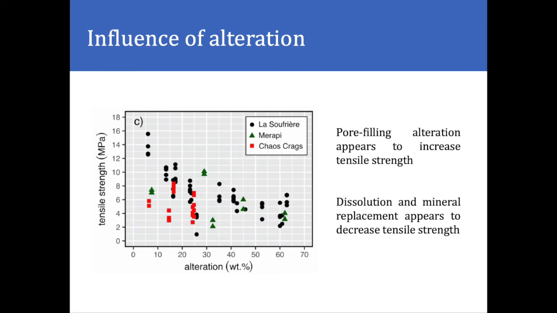The influence of alteration is important because rocks surrounding intrusions or heat sources in volcanoes, and rocks within geothermal reservoirs, are typically altered. We find that alteration can increase tensile strength when associated with pore-filling precipitation, but that it can decrease tensile strength when associated with dissolution and mineral replacement.